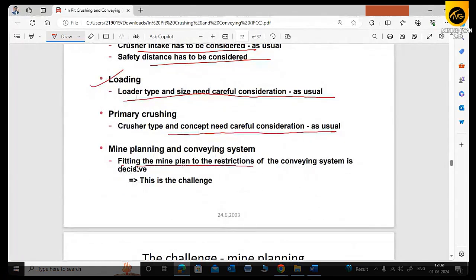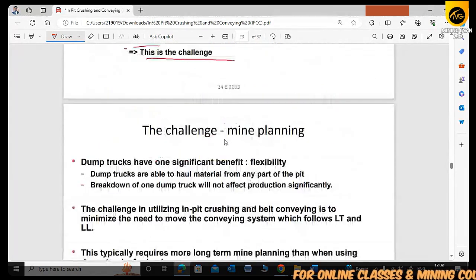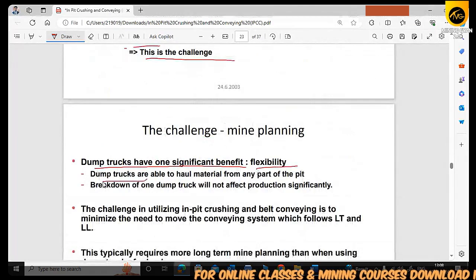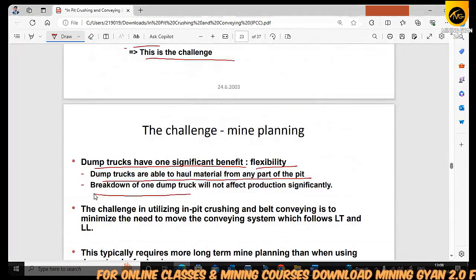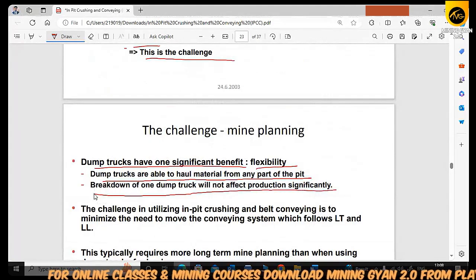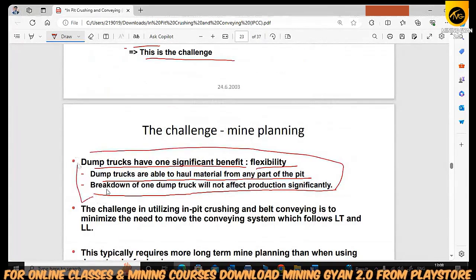Fitting the main plan restrictions to the conveying system is difficult. It is equal to or more challenging. In mine planning, the dumper trucks have one significant benefit, that is flexibility. The dumper trucks are able to haul material from any part of the pit, and the breakdown of one dumper will not affect the process significantly. This is the advantage of the dumper.